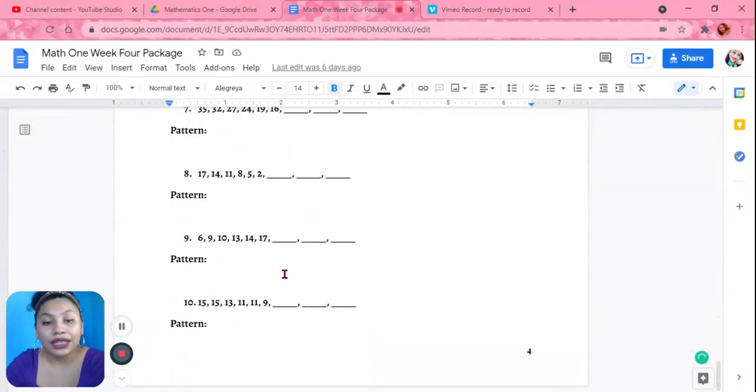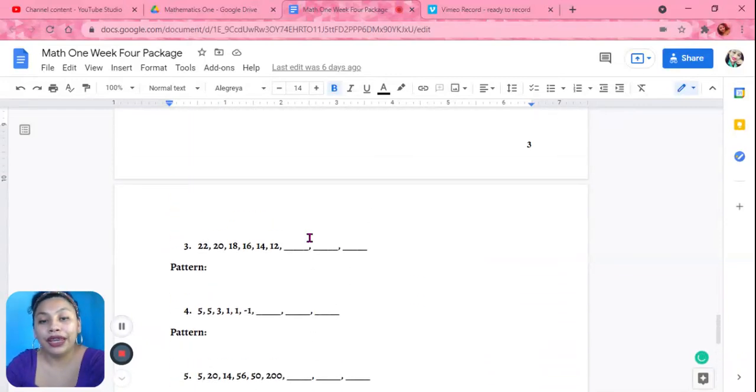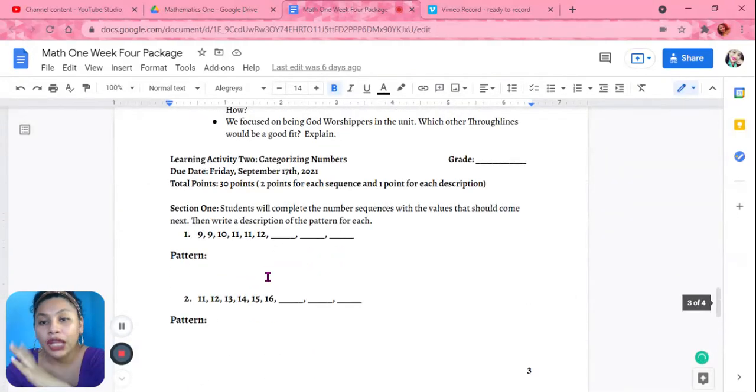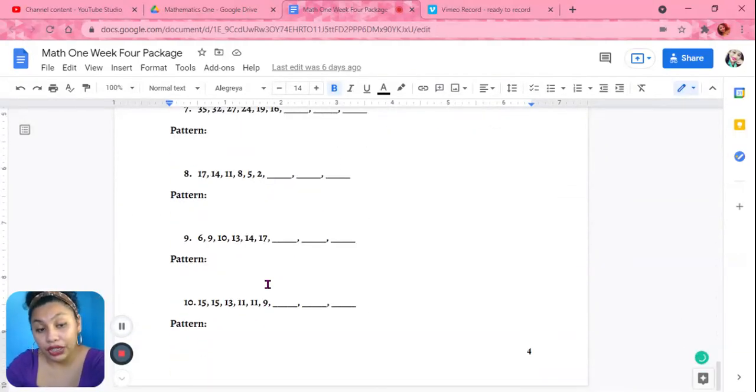And you have 10 of these questions to do. You will write the three numbers that are to follow, and then you tell me what kind of pattern it is. Right? That is what you guys will be doing for this worksheet.